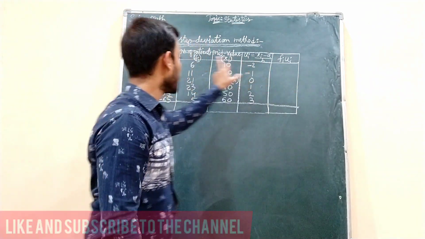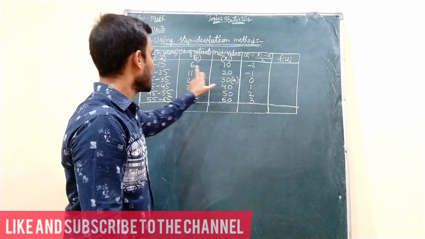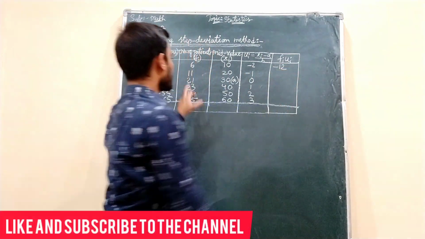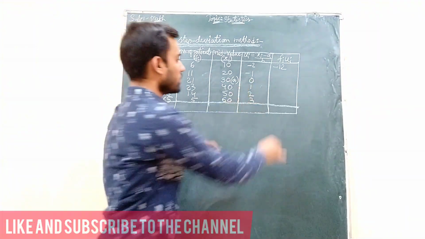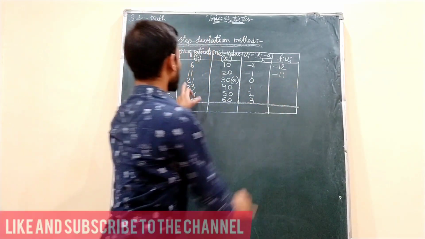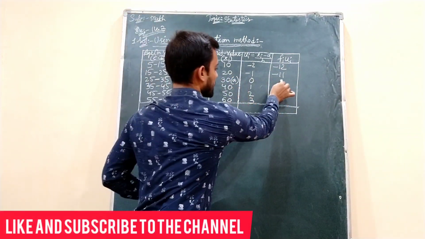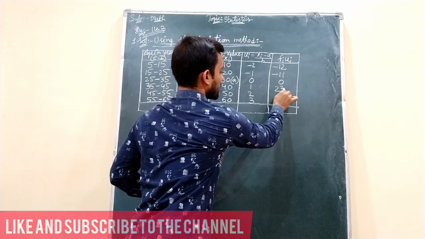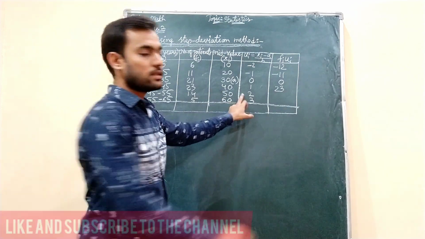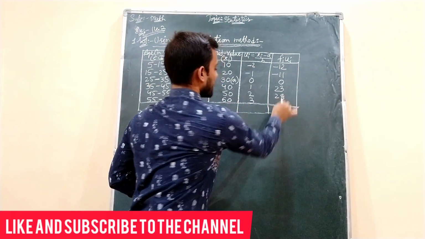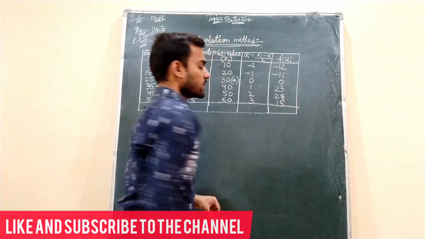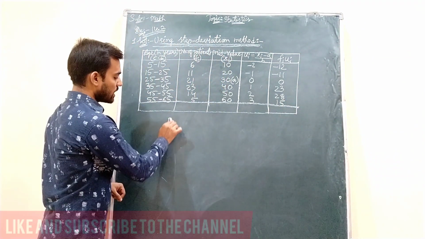Last one, Fi Ui. Multiply Fi and Ui values. 6 into minus 2 gives minus 12. Then 11 into minus 1 gives minus 11. 21 into 0 is 0. 23 into 1 is 23. 14 into 2 is 28. And the last one, 5 into 3 is 15. Right? Now I write the formula.